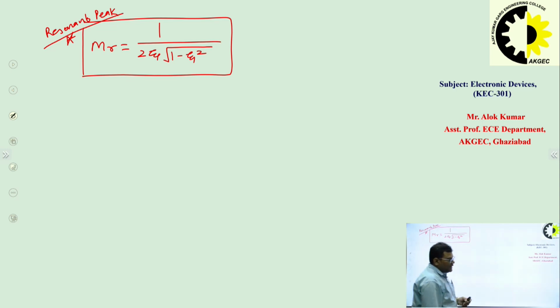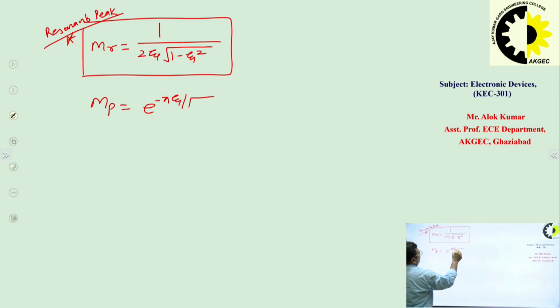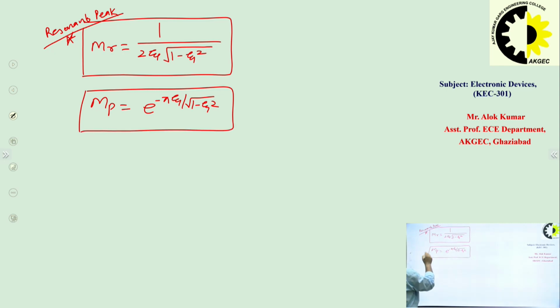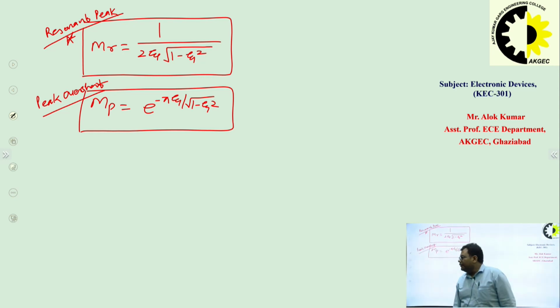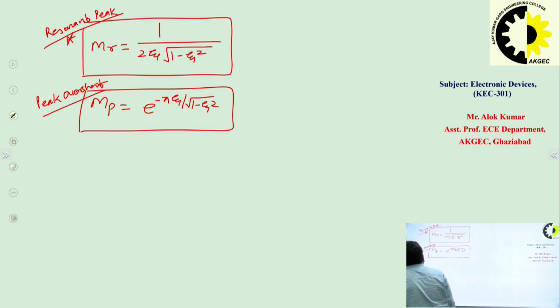In time domain, if you remember, we have the peak overshoot. The peak overshoot was MP is equal to e to the power minus pi zeta divided by under root 1 minus zeta square. This was the expression of the peak overshoot under time domain. Right? So now you can differentiate them clearly. What is the resonant peak and what is the peak overshoot? Okay, so peak overshoot we calculate in time domain and resonant peak we calculate in frequency domain, right?